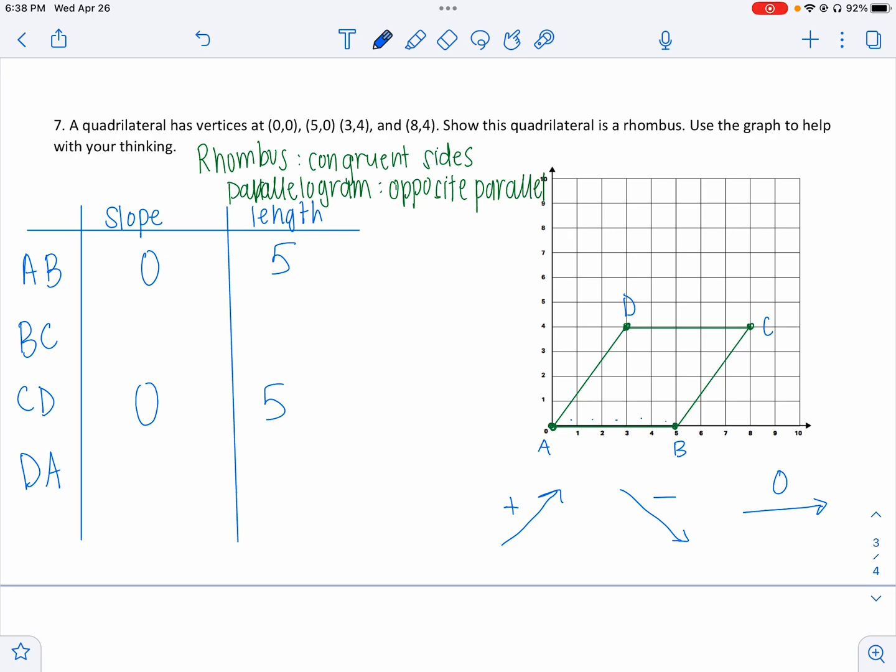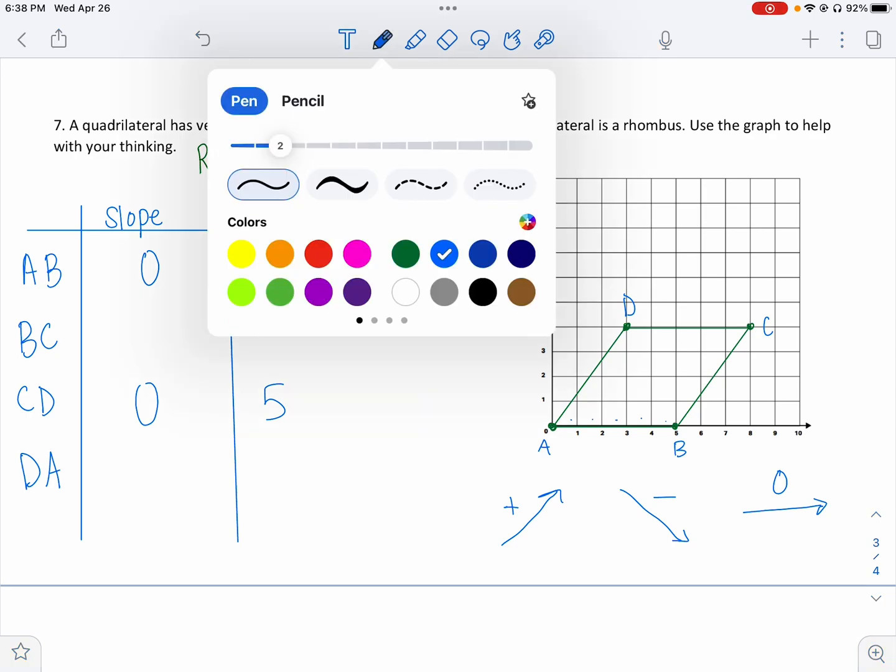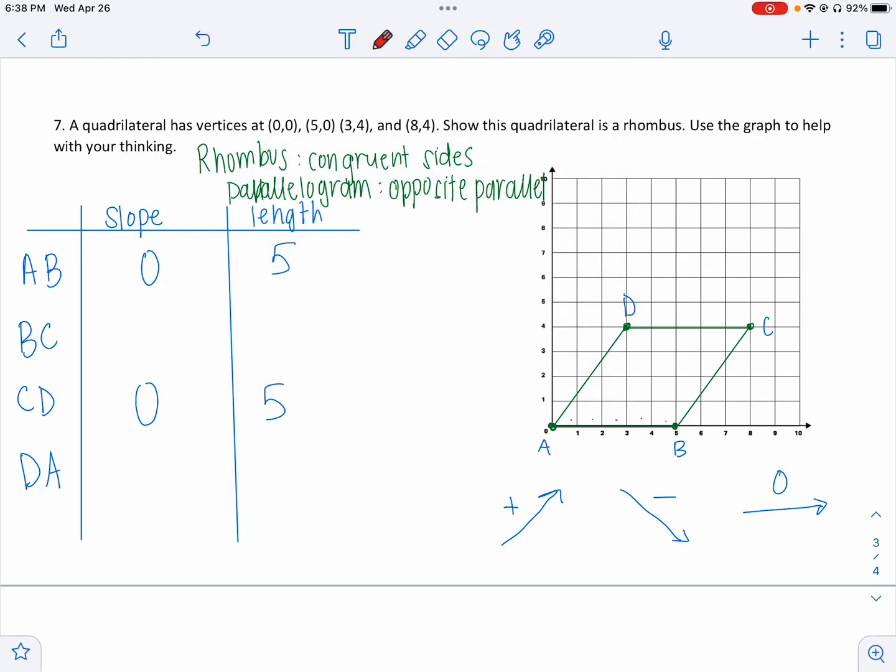The other two, though, we are going to have to see. So B, we're going to go up 4 and over 3, right? And it's going to be a positive slope. So this is going to be up 4 over 3. Those are our numbers to be able to calculate by Pythagorean theorem what the length of that segment is. Since the square root of 25 is 5, then that length is 5.